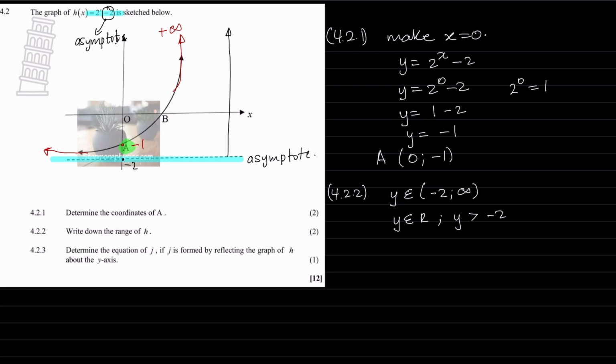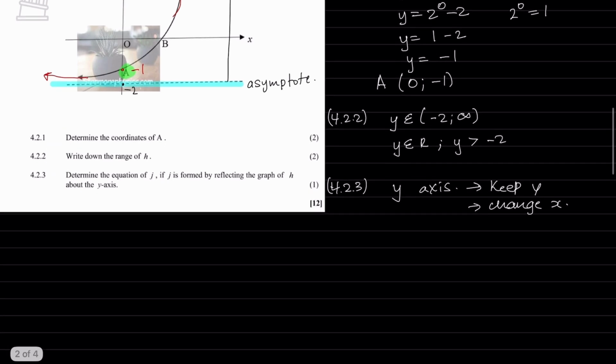Okay, let's move on. Question 4.2.3. Determine the equation of J if J is formed by reflecting the graph about the y-axis. So whenever you are dealing with reflections, and in this case, you're reflecting on the y-axis, the thing you should do is you keep y and then change x. What do I mean by change x?